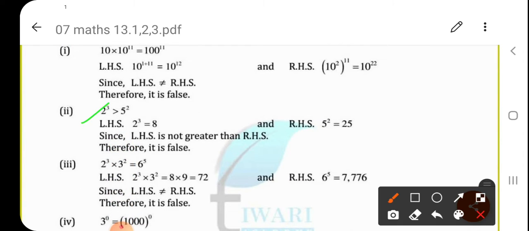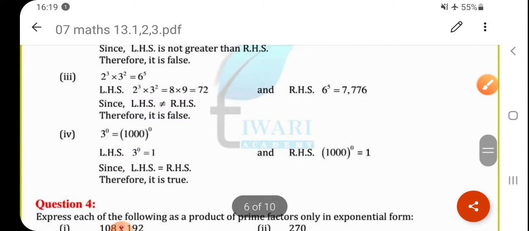Then 2 raised to 3 is equal to 8, 2 into 2 into 2, and 5 raised to 2 is equal to 25. So it's false. Third one, 2 raised to 3 and 3 raised to 2. Simplified, it will be 8 into 9, which is equal to 72. And 6 raised to 5, multiply 6 five times, so you'll get 7776. So it's false.